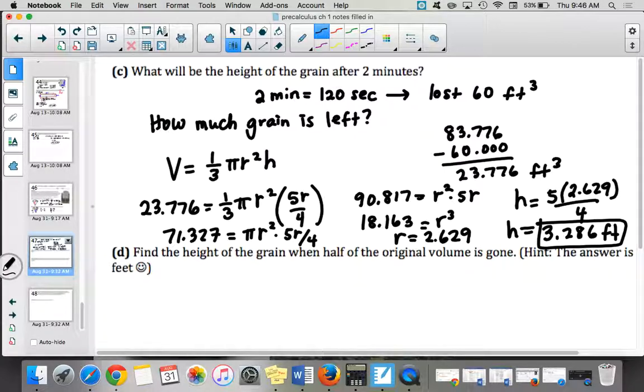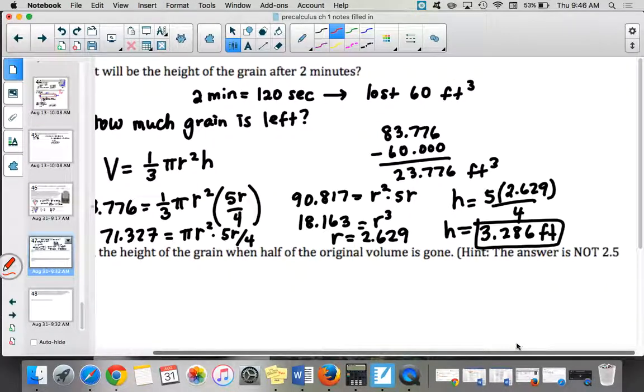So part D says, find the height of the grain when half of the original volume is gone. You would go through that same process, only now for your volume, you wouldn't have 23.776, you would have half of the original volume. And you would do exactly the same thing. So we're going to skip that part.